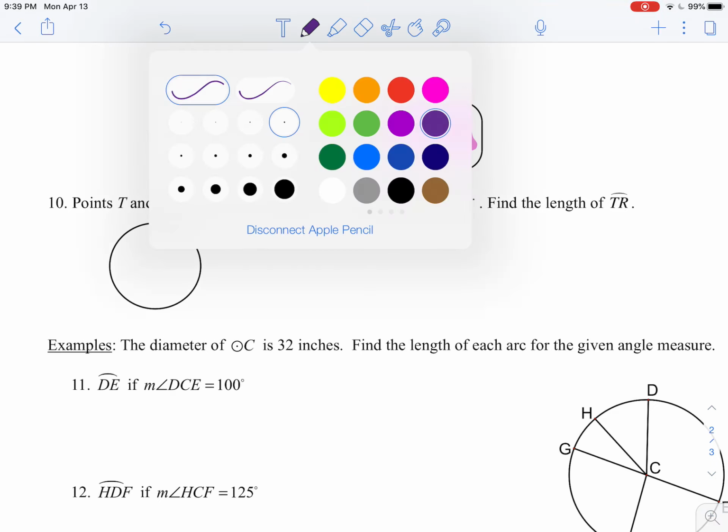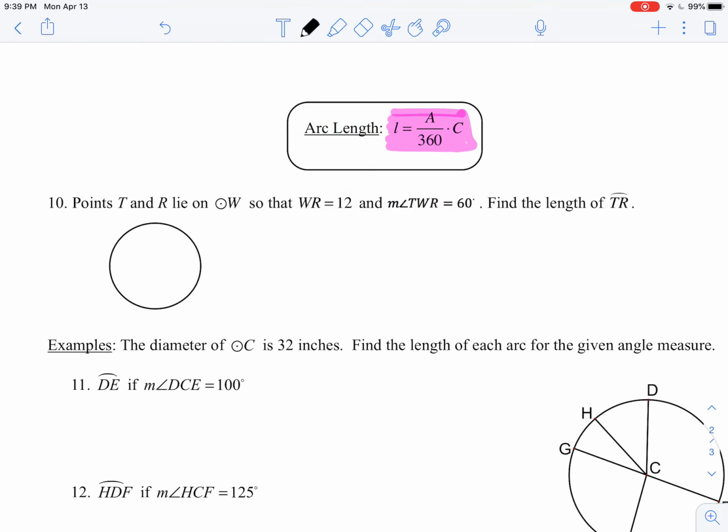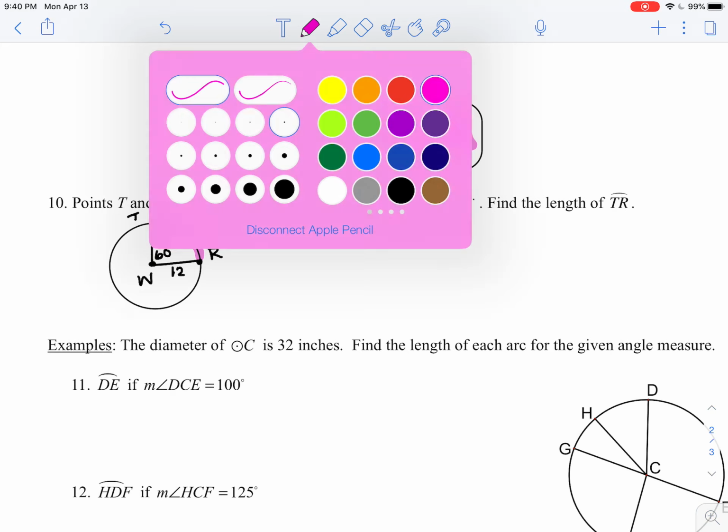In question number 10, it says points T and R lie on circle W. So here's circle W, point T and point R lie somewhere on the circle, so that the length of WR is 12 and the measure of angle TWR is 60 degrees. Find the length of arc TR. So we need to figure out how long this portion of the circle is. So let's use our formula for arc length.